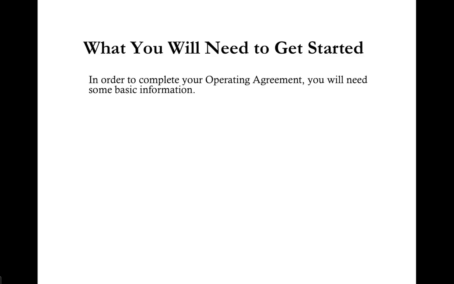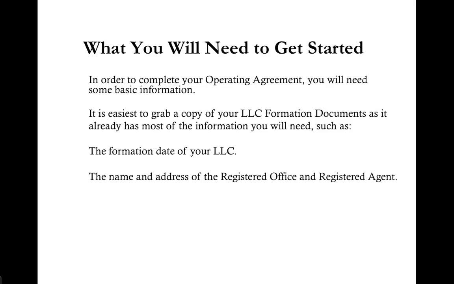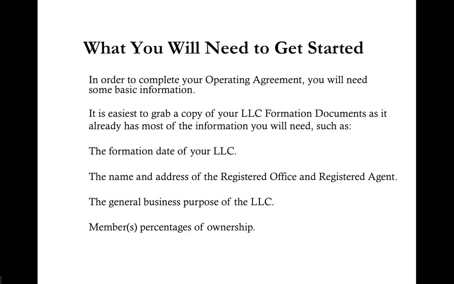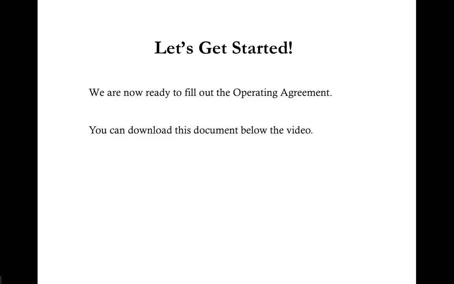In order to complete your operating agreement, you will need some basic information. It is easiest to grab a copy of your LLC formation documents, as this already has most of the information you will need, such as the formation date of your LLC, the name and address of the registered office and registered agent, the general business purpose of the LLC, the members' percentages of ownership, and the names of the members and their addresses. We are now ready to fill out the operating agreement. You can download this document below the video. Let's get started.